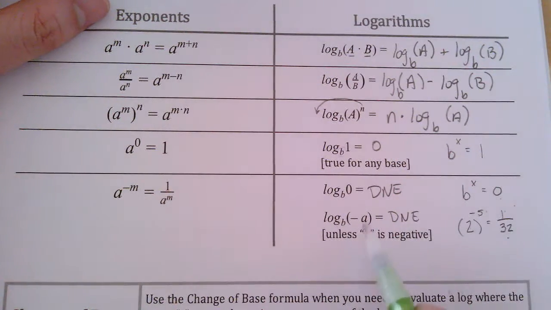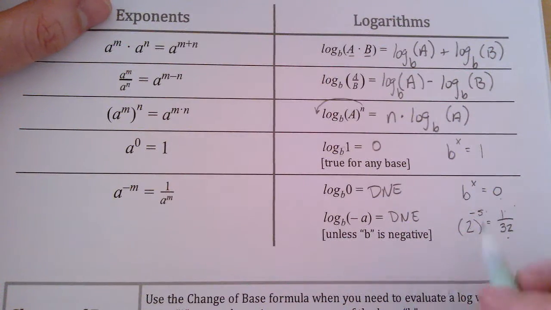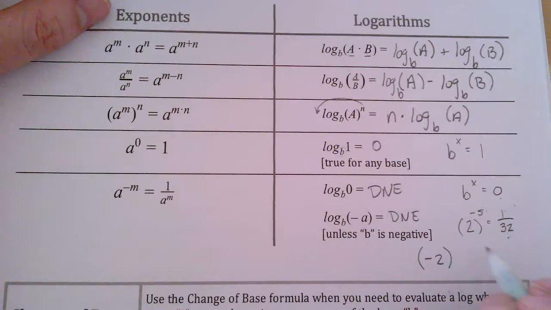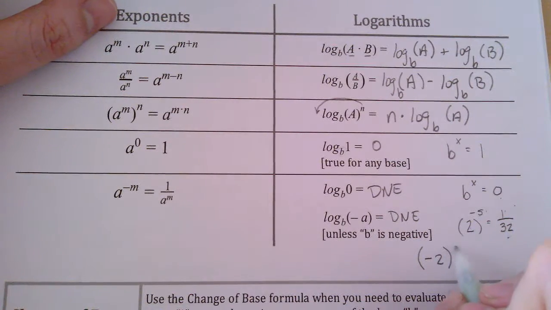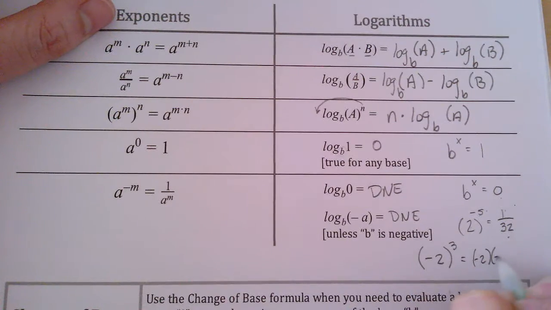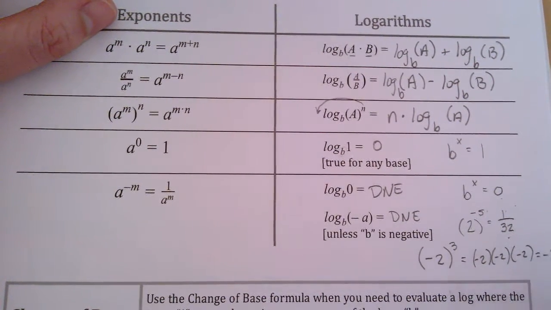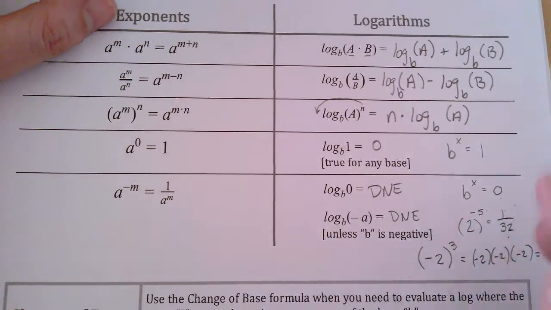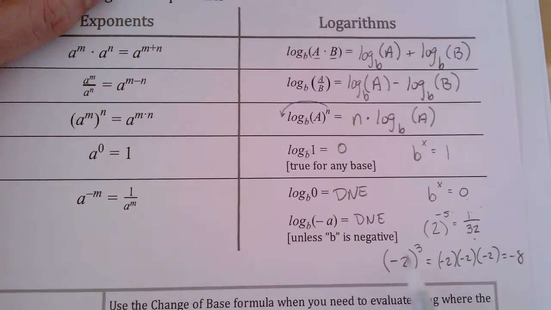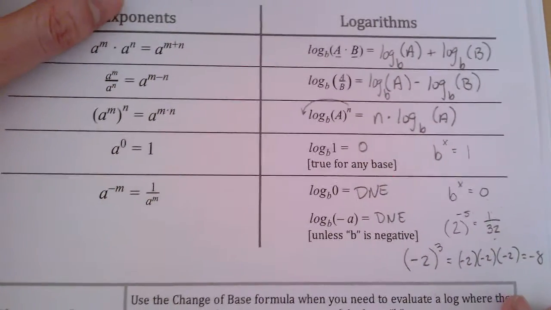The only way that you can take the log of a negative is if the base itself is negative. So if you imagine negative 2 being your base, and this is rarely ever done, but if I were to raise it to the 3rd power, then I could get negative 2 times negative 2 times negative 2, and that simplifies to negative 8. So if your base is negative already, it's possible to take the log of a negative number, but generally it's not possible.